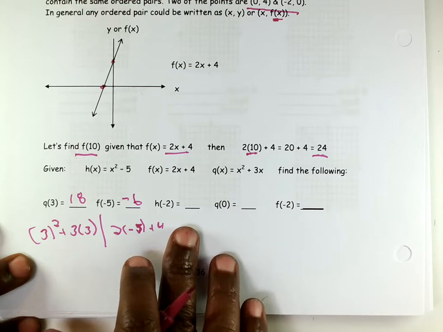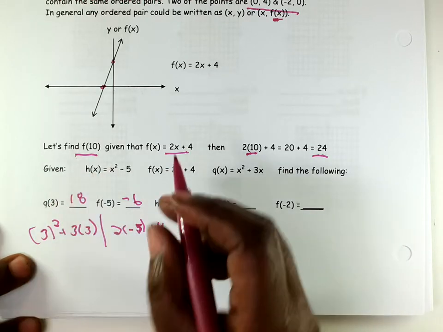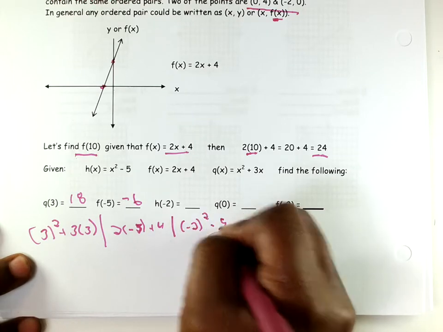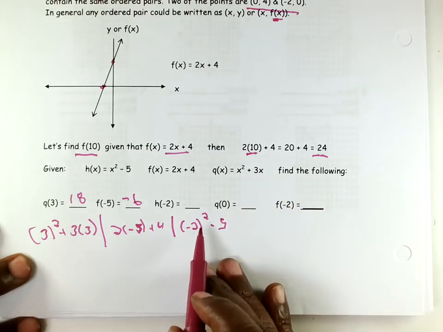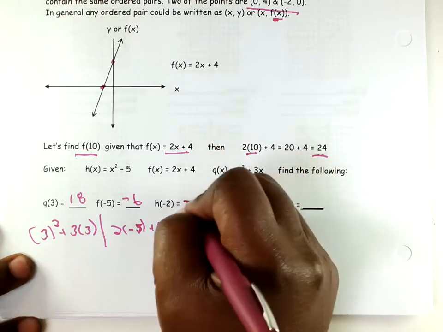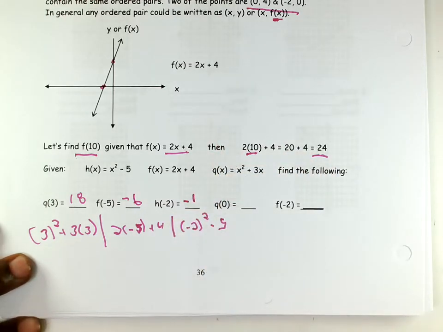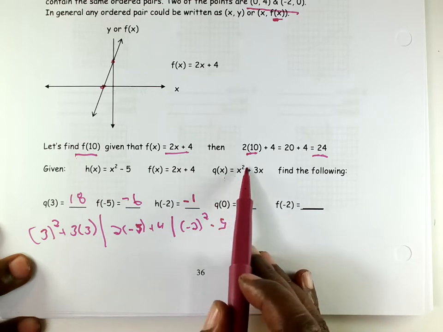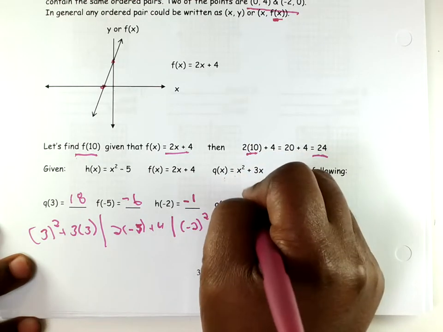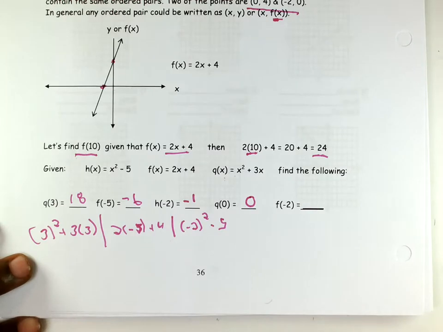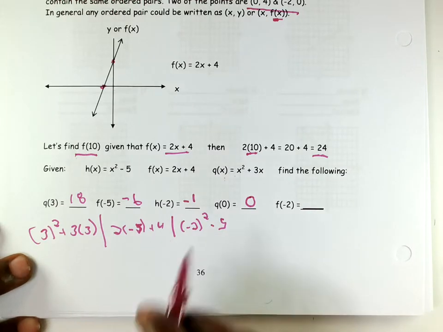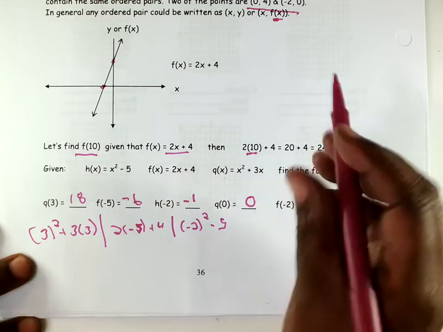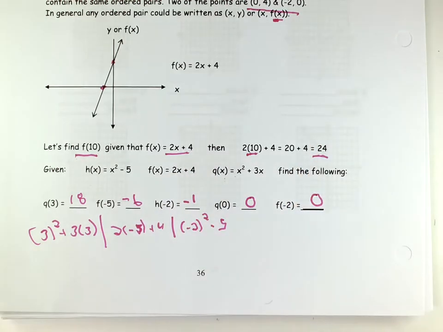h of negative 2. So here's my h of x function. So I have negative 2 squared minus 5. So negative 2 squared is 4. 4 minus 5 gives me a negative 1. q of 0. Okay, back to my q function. 0 squared plus 3 times 0. I just have 0. And then lastly, f of negative 2. So 2 times negative 2 is negative 4 plus 4. I get a 0.